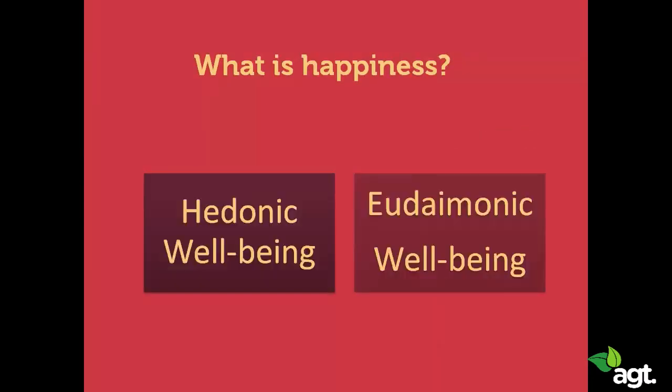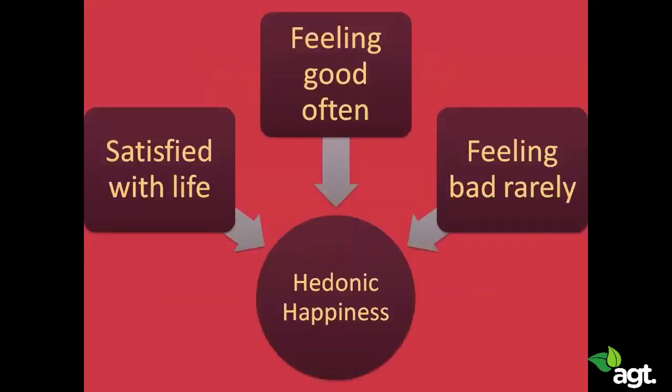In research, psychologists distinguish roughly between two different understandings of happiness. First, we will look at hedonic happiness. Happiness from this perspective is simply feeling good and being satisfied with one's life. There are three factors which influence it: how satisfied we are with our lives, how often we feel good, and how often we feel bad. So it's about pleasure and satisfaction.